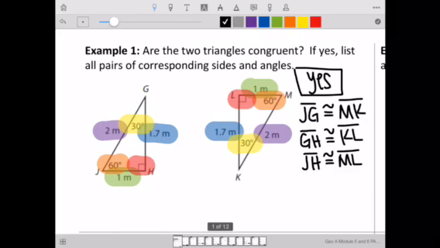And now let's do our angles. Angle J is congruent with angle M. Angle H is congruent with angle L. And angle G is congruent with angle K.